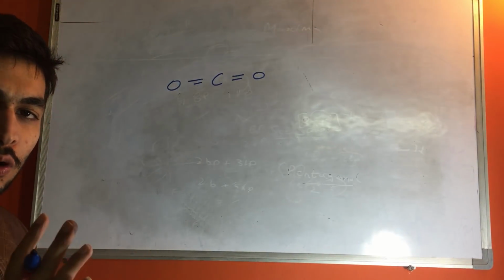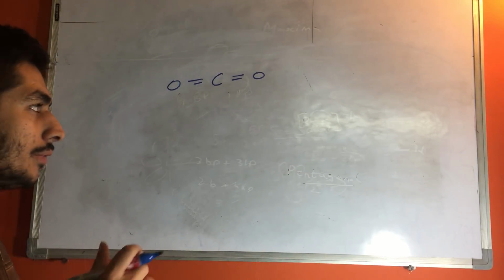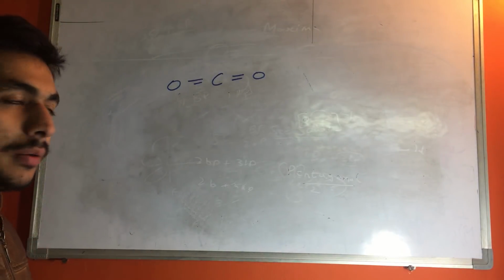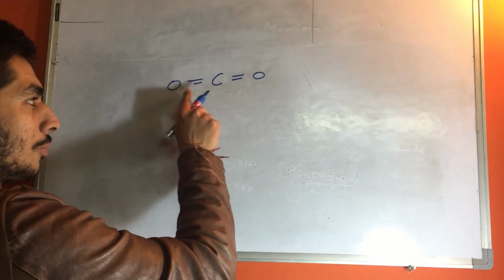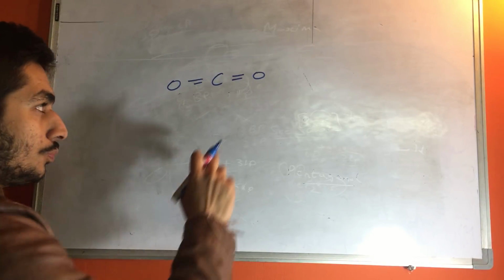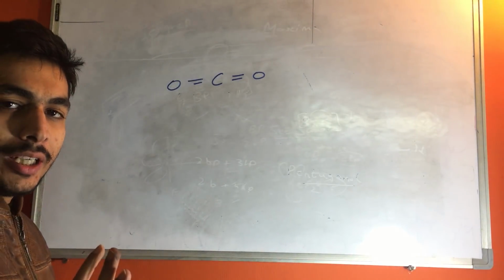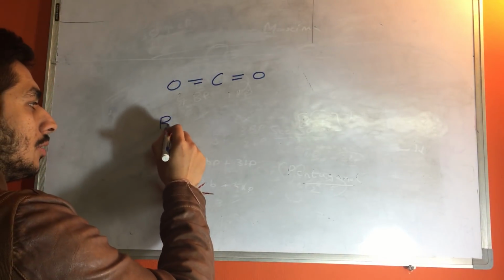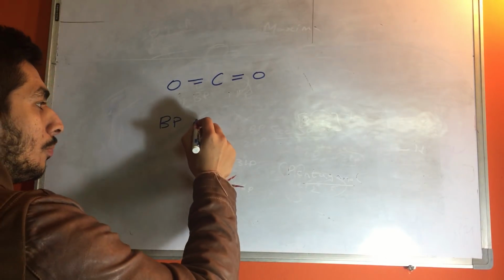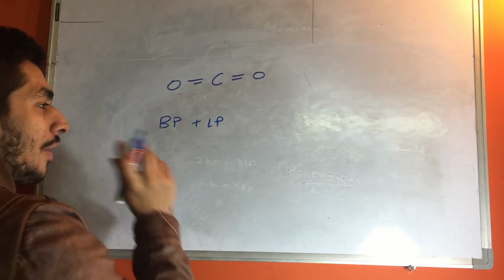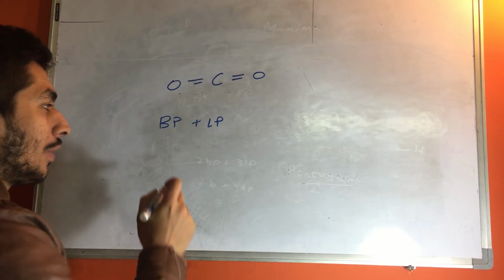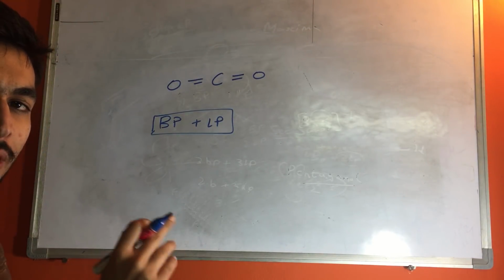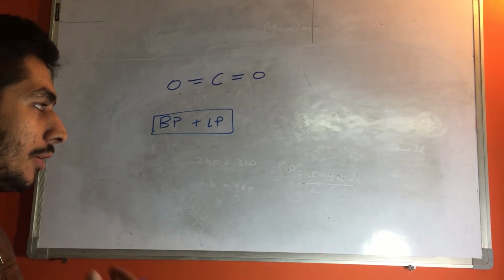Now carbon has 4 electrons in its valence shell, and all the 4 electrons are participating in bonding because it's forming a double bond with this oxygen and a double bond with this oxygen. Now what I mean by electron pair is the number of bonding pairs, represented by Bp, and the number of lone pairs, represented by Lp. So to find out the structure or the geometry of the compound, you have to identify how many bond pairs and how many lone pairs there are.